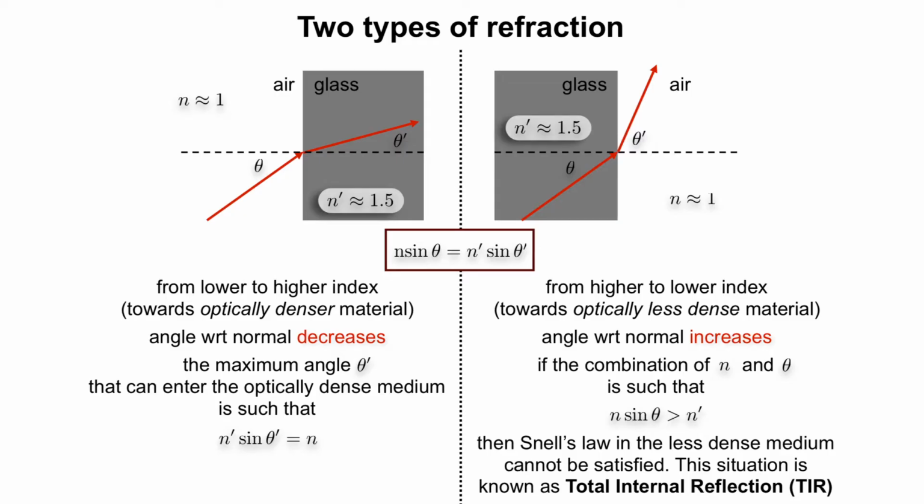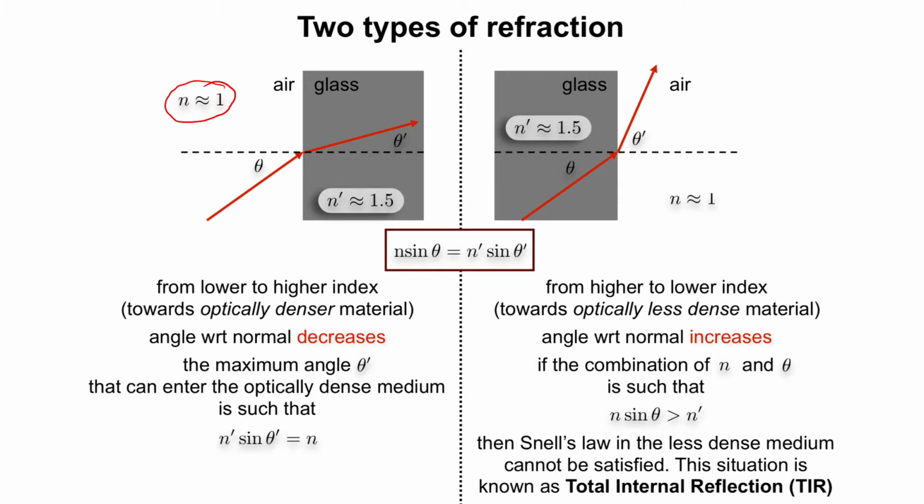Now let's discuss two types of refraction. One type of refraction, you are going from a less dense medium to a more dense medium. So it is like going from air to glass. This is what we have been discussing, right? So in air, roughly the speed of light is same as it is in vacuum, so n is almost equal to 1. In glass or in water, it is higher, so 1.5.